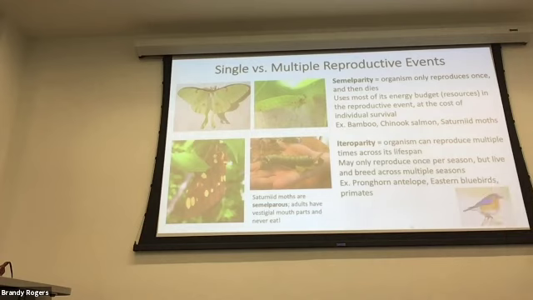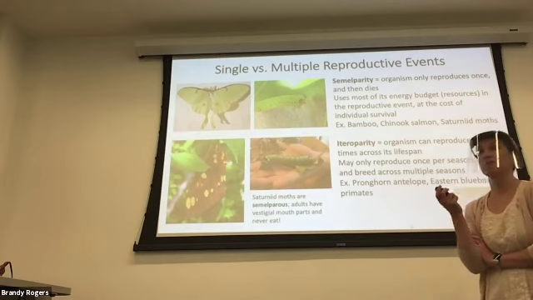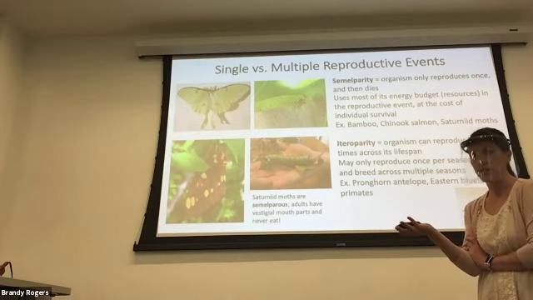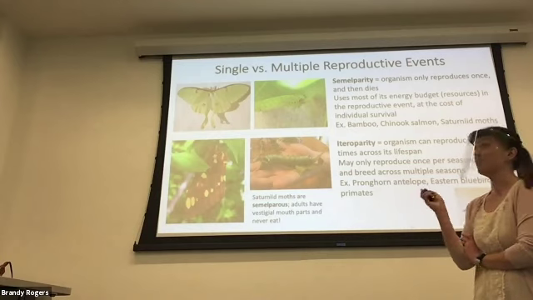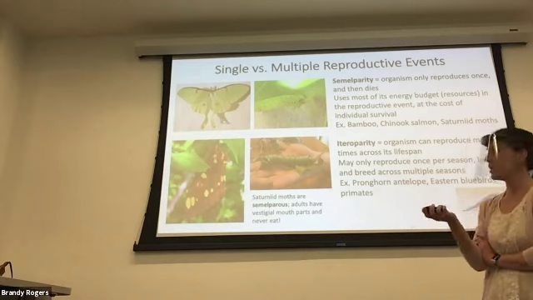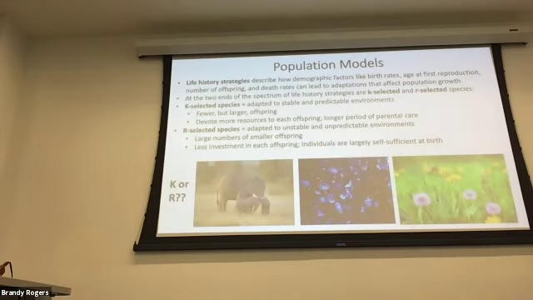Where if you see something that's heteroparous, you're probably going to have fewer offspring, higher quality offspring, and then spend more time taking care of them because you're around to do it, right? So it all ties together with these different things that we're talking about.